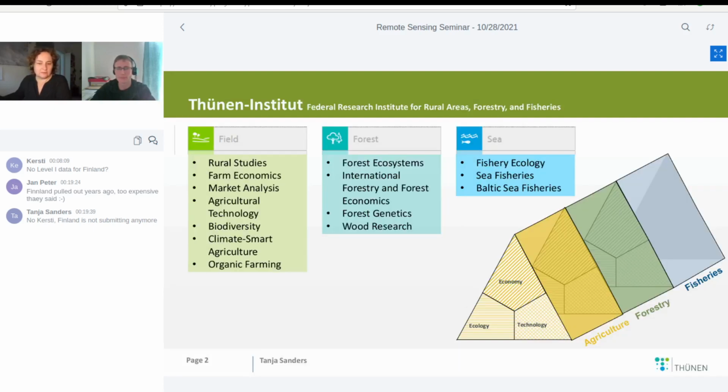First of all, I would like to briefly introduce the Thünen Institute. We are a federal research institute for rural areas, forestry and fisheries, with several individual institutes, and all institutes do research in the three pillars of economy, ecology and technology.